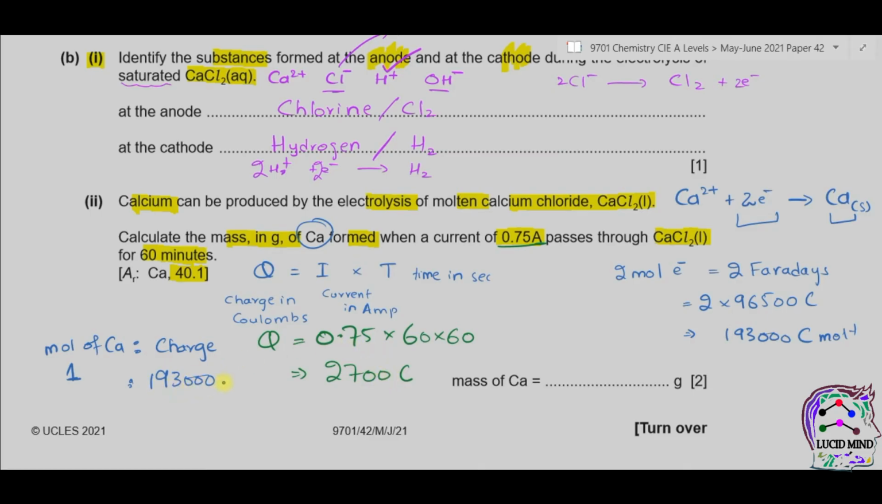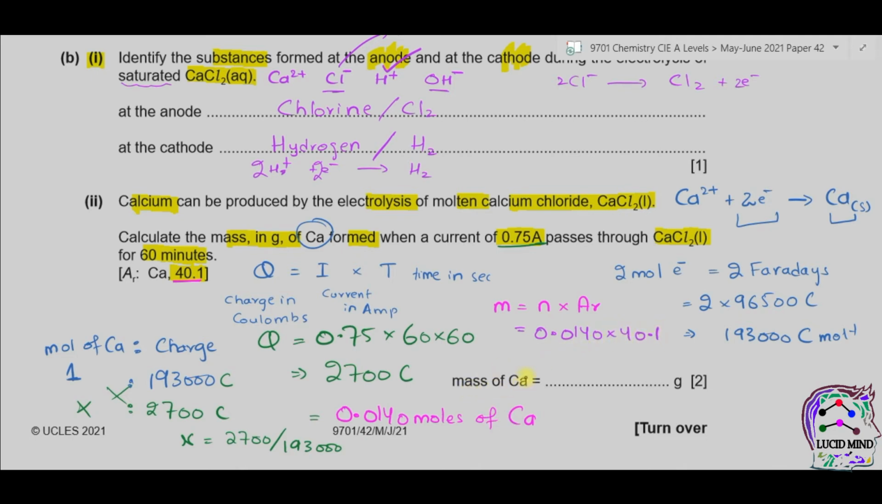Now if 193,000 coulombs form 1 mole of calcium, how many moles of calcium will be deposited with 2700 coulombs? We can cross multiply and find the value. It is equal to 0.0140 moles of calcium. Now we can find the mass by using the formula mass equals moles into atomic mass. Atomic mass is already given, it is 40.1. Moles is calculated, 0.0140 into 40.1. So the mass of calcium comes equal to 0.56 grams.